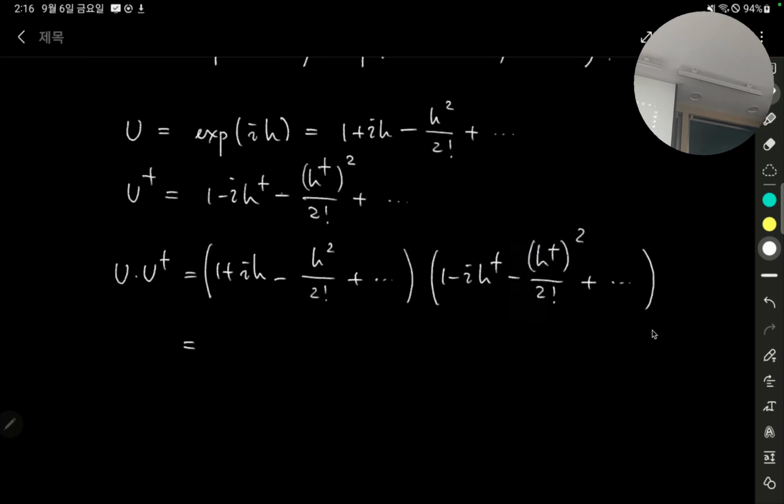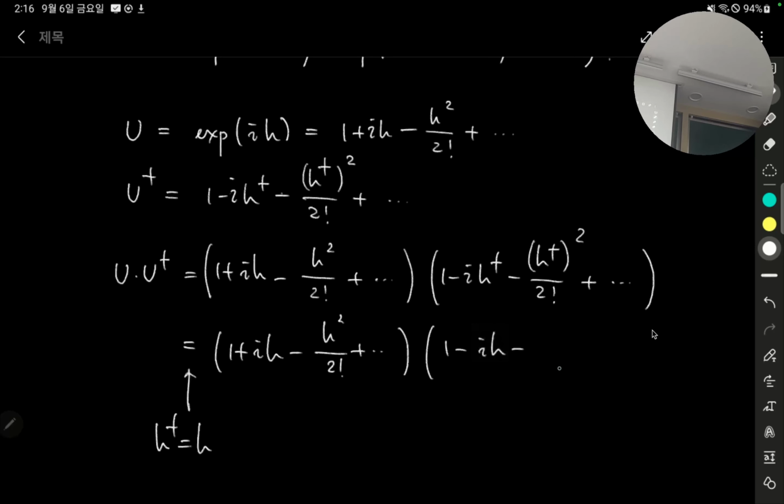But now let's think about the definition of a Hermitian matrix. A Hermitian matrix says that H dagger is the same as H, right? So I can rewrite this as H, H squared over 2 factorial, and so on, 1 minus iH minus H squared over 2 plus, and so on.